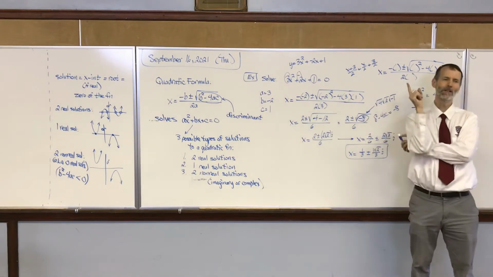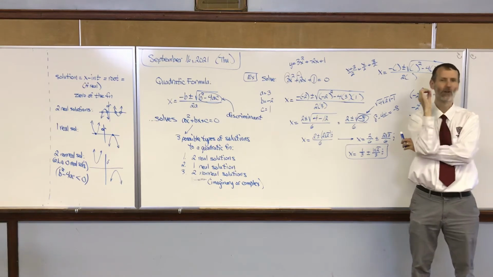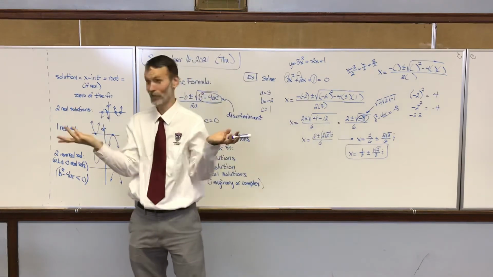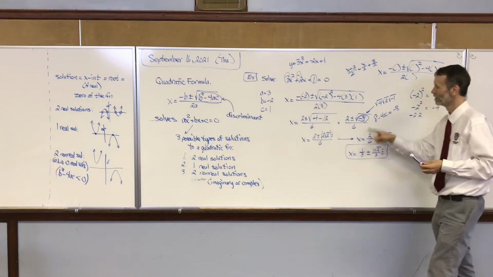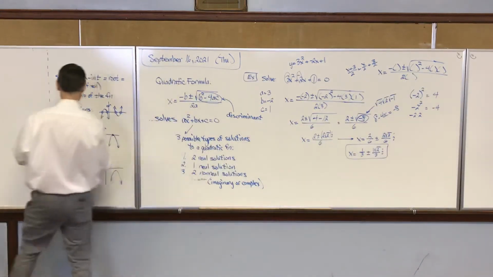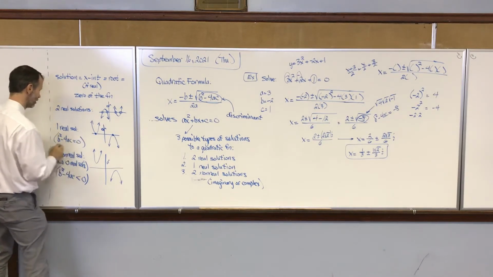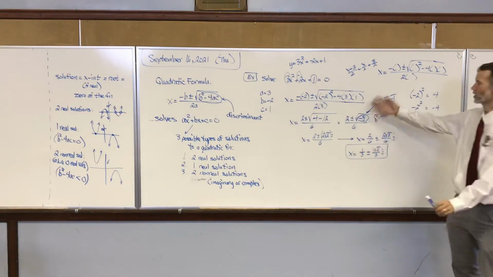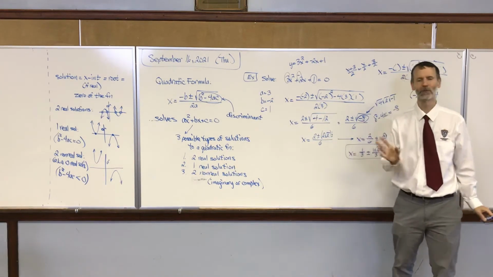Can anybody tell me the one number on Earth where if you square root it, you only get 1 answer? Yeah, 0. If you square root 0, you get 0 and -0, which is 0. That's really 1 solution. That's when the discriminant is equal to 0. So go and write that down. If the discriminant is equal to 0, then the square root is going to be plus or minus 0. It won't do anything. So you're just going to have 1 solution, not 2.